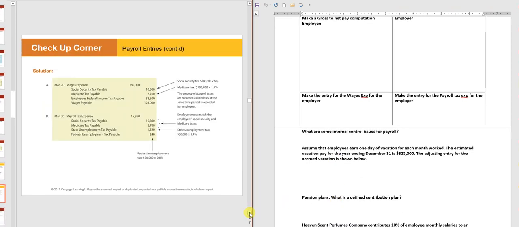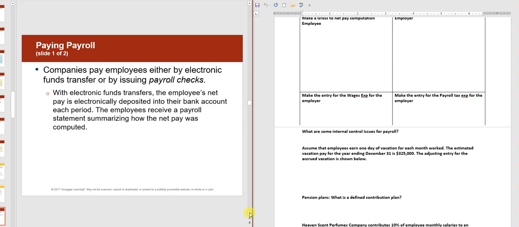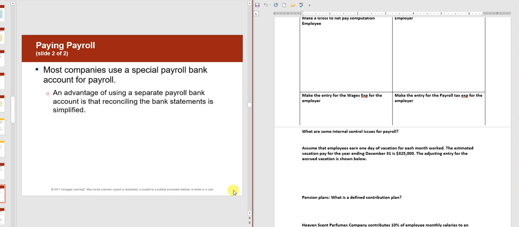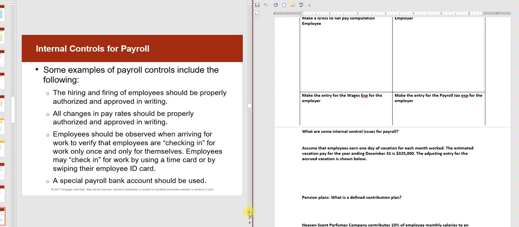You can go through this one for another one. This is kind of an internal control thing. A separate bank account, sometimes it's called an imprest fund. They just move over from their regular bank account to the payroll account the exact amount of payroll. And then when everyone's cashed their checks, the payroll account is empty. So it's a way to keep track that all the checks have been cashed. So some internal control issues.